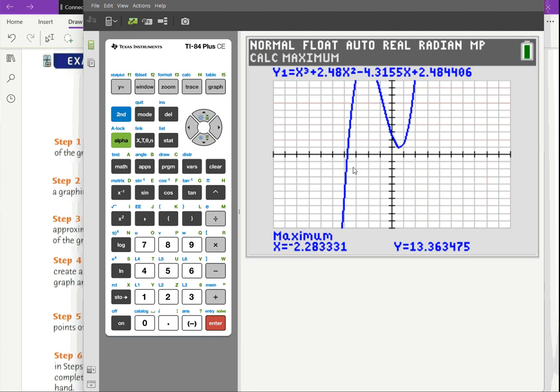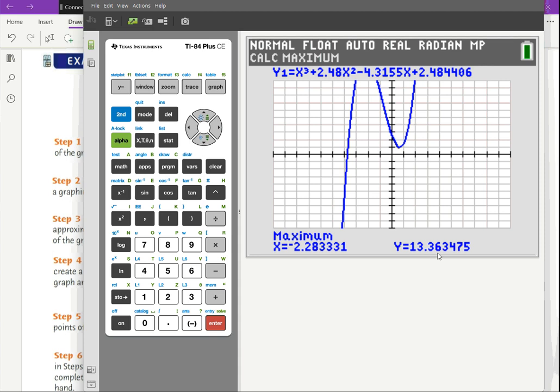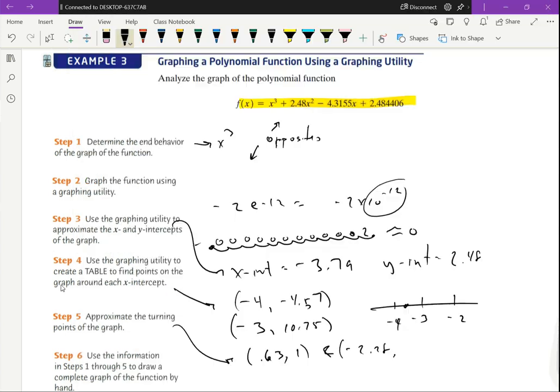I thought some of the other calculators, you actually have to be able to see it on the grid to determine where that is. So -2.28, and then what was the y value? 13.36. All right, so those are our values.